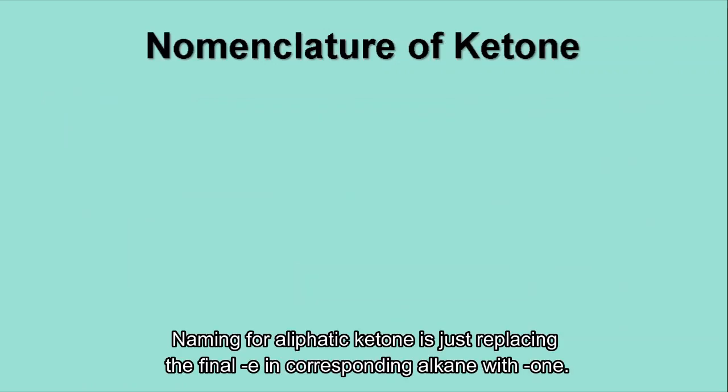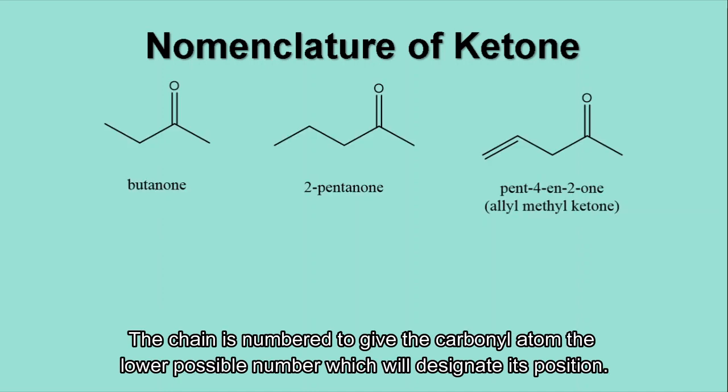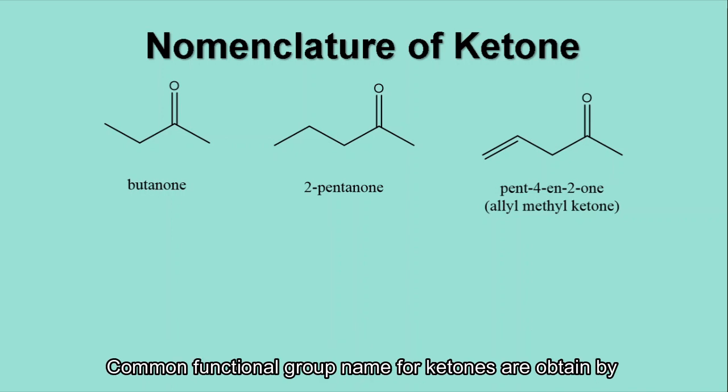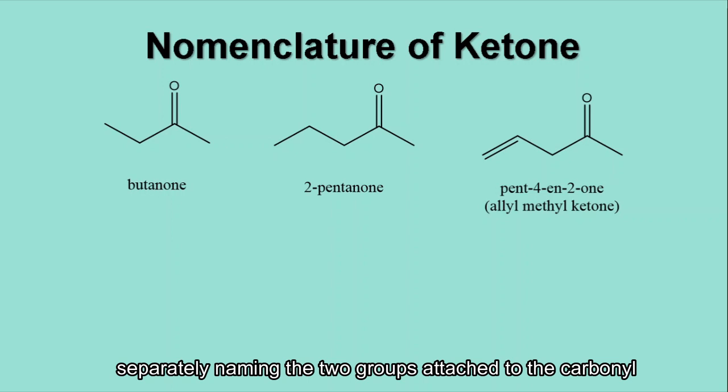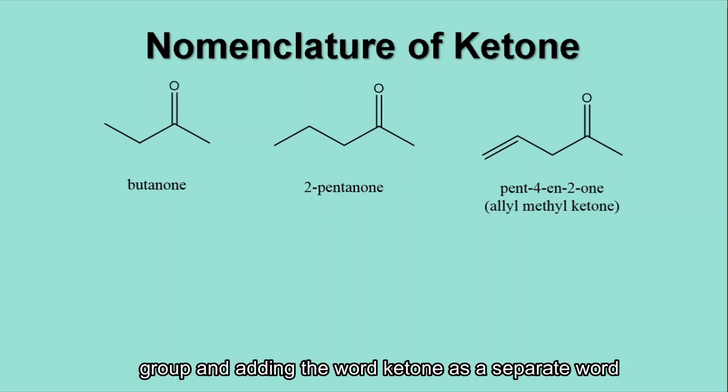Naming for aliphatic ketone is just the same as aldehyde, which is by replacing the final E in the corresponding alkane with one. The chain is numbered to give the carbonyl the lowest possible number, which will designate its position. Common functional group names for ketones are obtained by separately naming the two groups attached to the carbonyl group and adding the word ketone as a separate word.